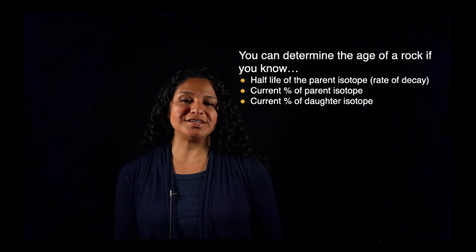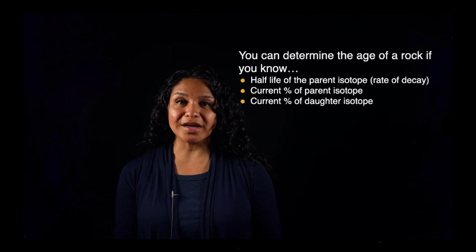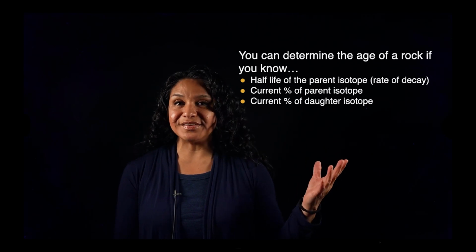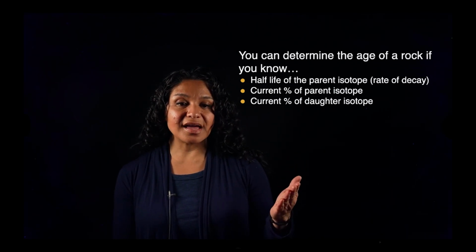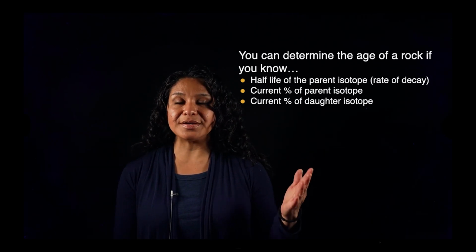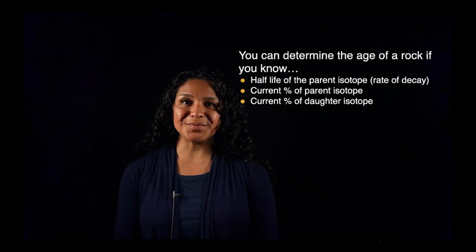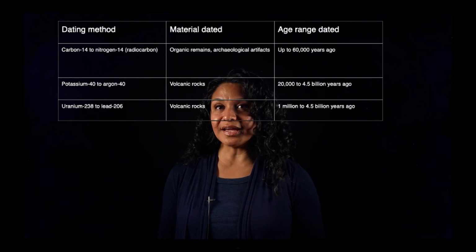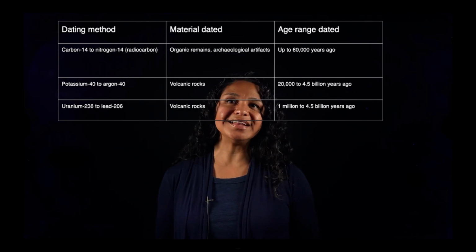So in conclusion, you can determine the age of a rock if you know the half-life of the parent isotope, or the rate of decay, the current percent of the parent isotope, and the current percent of the daughter isotope. So one thing that we do have to keep in mind is that we have to use the right kind of material in order to date the right kind of thing.